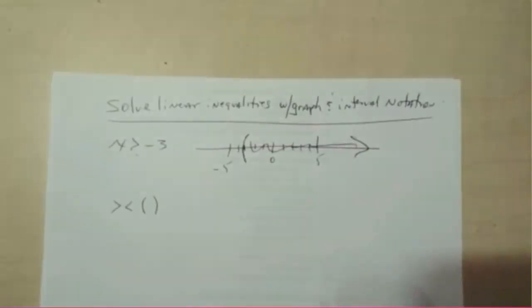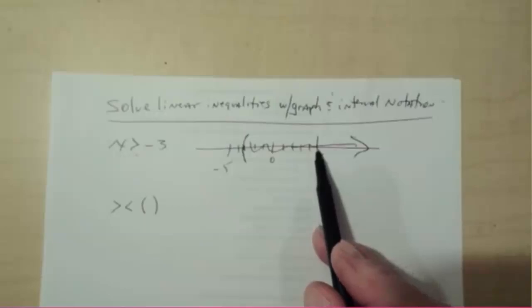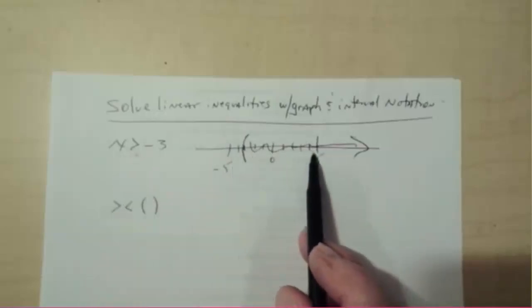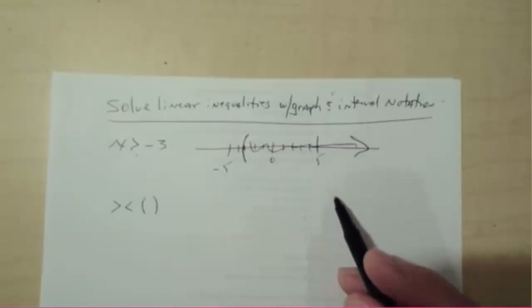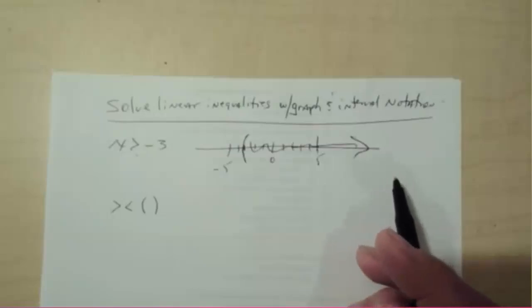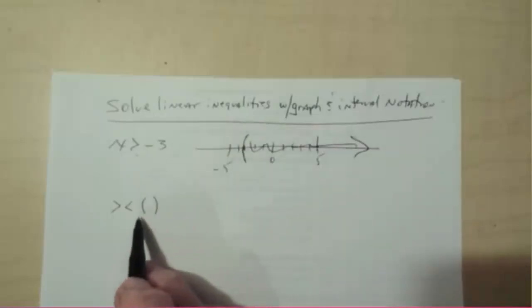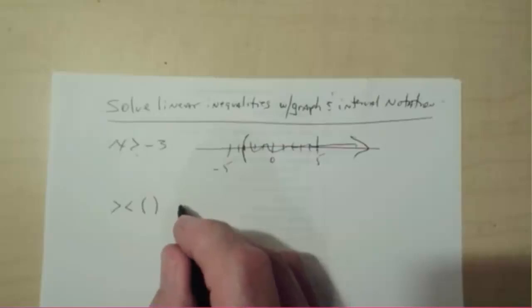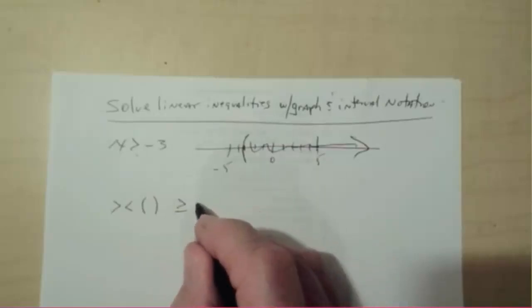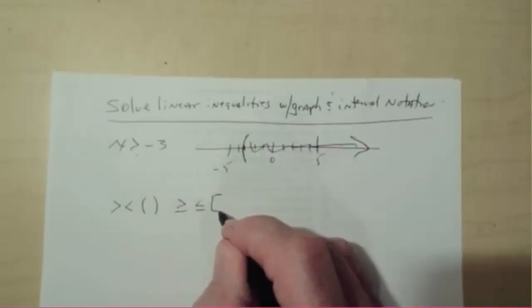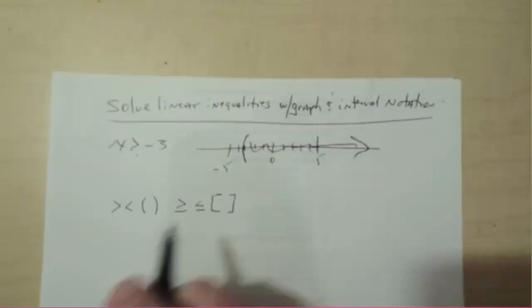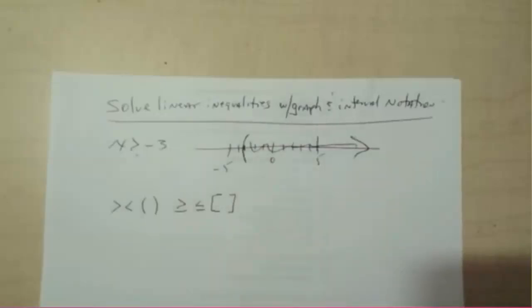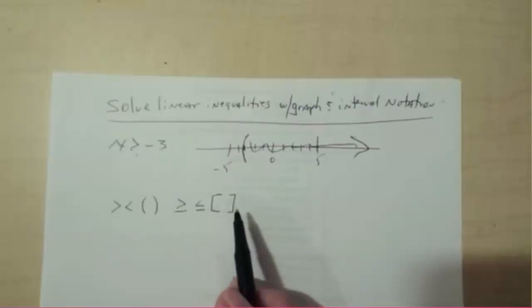So it's all of these numbers. And the easiest thing to do is take one of these numbers, like 5. Is 5 greater than negative 3? Yes. So we went the right way. Okay. And take this one step further. Greater than or equal to, less than or equal to, we use brackets. Right? Right. Because the brackets show that it includes the number.